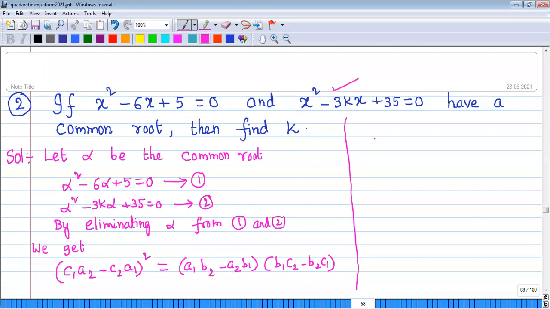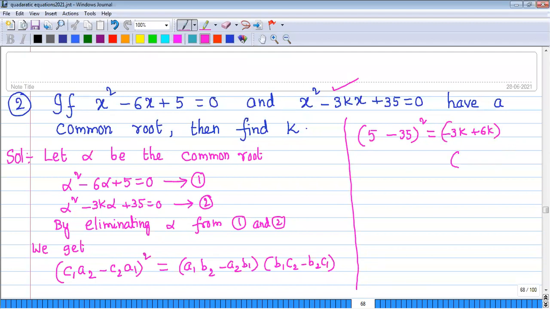C1 means 5, so 5 into A2. A2 is 1, so write 5. Minus C2, C2 means 35, into A1. A1 is the alpha square coefficient, which is 1. That we can write: 5 minus 35 whole square equals A1B2. A1 is 1, B2 is minus 3k, so we write minus 3k. And next minus A2B1. A2 is 1 here and B1 is minus 6, so minus into minus gives plus 6.